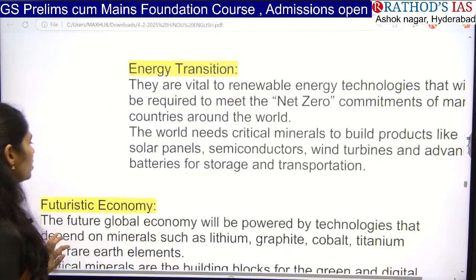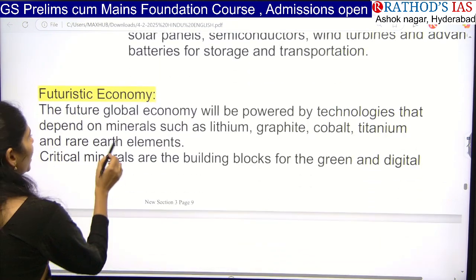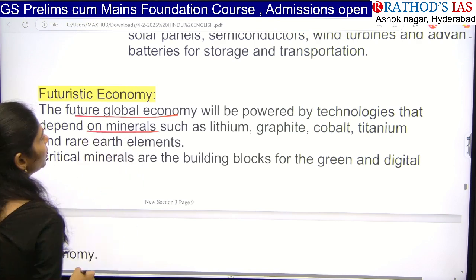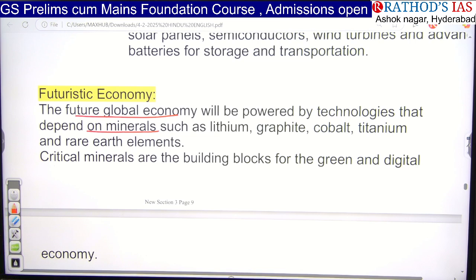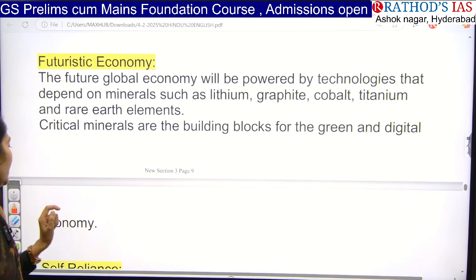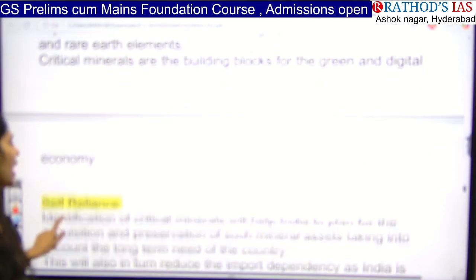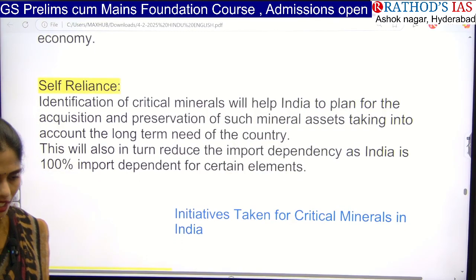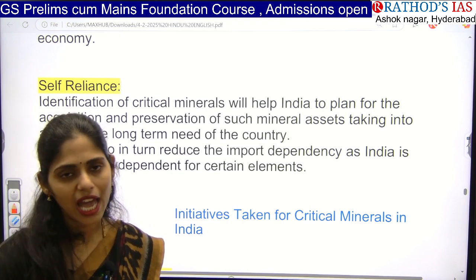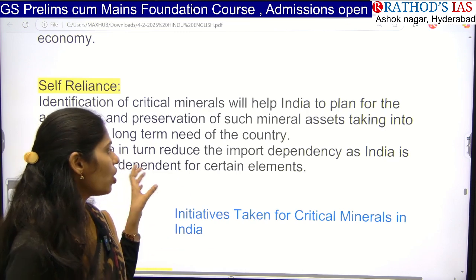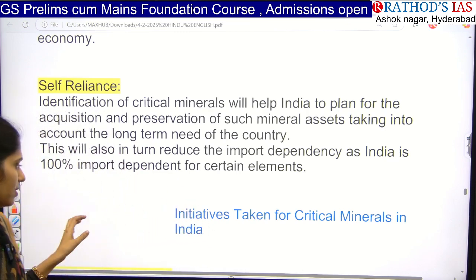And the next one is the futuristic economy. The future global economy is going to be powered by technologies that will depend on minerals like, for example, lithium, graphite, cobalt, titanium, and rare earth metals. They will act as building blocks for the green and digital economy as well. And the next one is self-reliance. If we identify these critical minerals in our country, we can depend on ourselves, right? And we can also focus on domestic manufacturing as well. So for all these things, yes, it is very important.